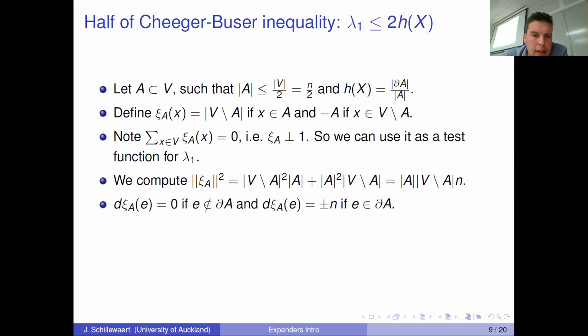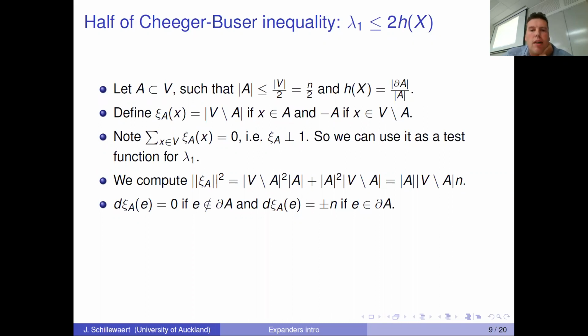Well, look at d xi a, so that was this other function. Remember what d xi a was? It was the difference of the finishing value and the starting value. Now, if you stay in the same part, then these values are the same. So if you don't go from a to the complement, then you will get the same value. So then the difference will be 0.